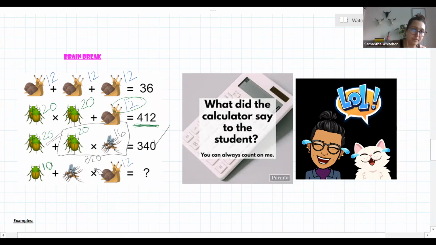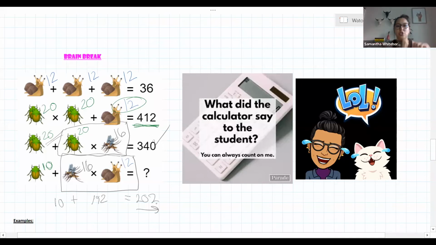Ma'am, can I also answer the last question? Okay, sure, go for it. Okay, ma'am, I'm gonna say 10 plus 16 times 12, which gives me 202. Okay, now which operation should we do first? Should we do the multiplication first or the addition? Multiplication. Good. So guys, we do the 16 times 12 first, which gives us 192. Then only do we do the addition, and exactly that gives us 202. Well done.